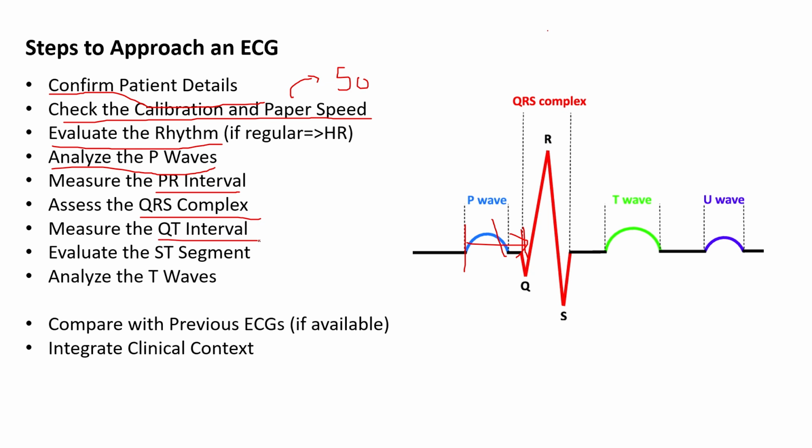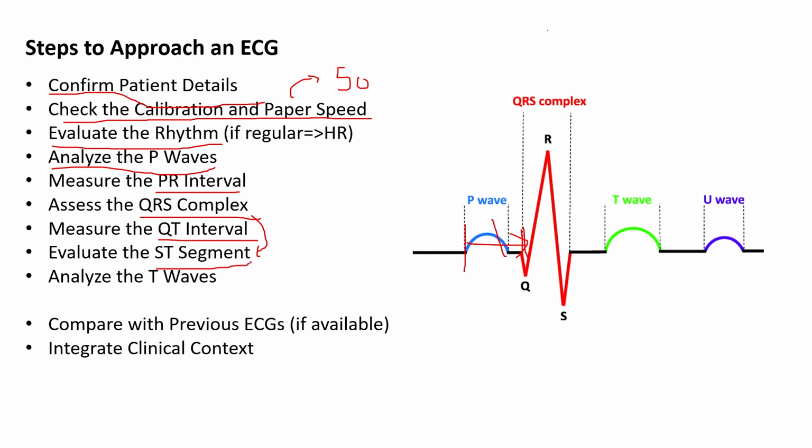Then you will measure the QT interval. Some people move directly to ST, so it's up to you. This is personal. Which one do you choose? It's up to you. But you can start with QT, like going step by step. You will measure the QT. If it's prolonged, there might be some sort of electrolyte imbalances that we talked about, all the reasons, so you can check them out.